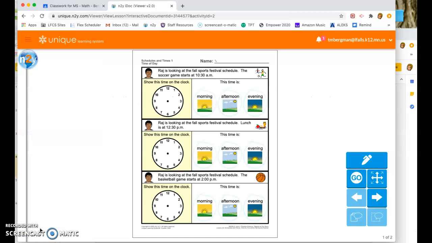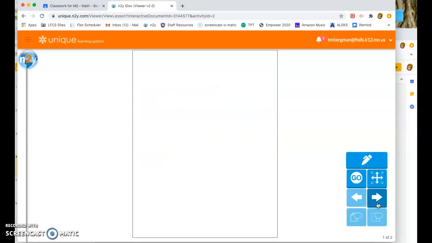Okay, your activity for identifying schedules and the time of day. First thing, please make sure that you're putting your name on here because otherwise it might say that you're not completed. Remember, these can be read aloud to you. Show the time on the clock and then decide if it's morning, afternoon, or evening. This says the soccer game starts at 10:30 a.m. So a.m. means morning. So make sure you're looking at the a.m. and the p.m. You're going to circle these, put your time on the clock.